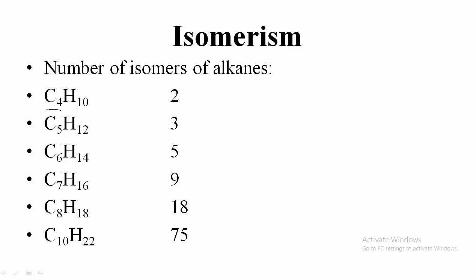In case of C4H10, that is butane, the number of isomers obtained is 2. In case of pentane, the number of isomers formed is 3. In hexane, the number of isomers is 5, in heptane 9, in octane we will get 18, and in decane we will get 75 isomers. So just remember the number of isomers formed for these alkanes.